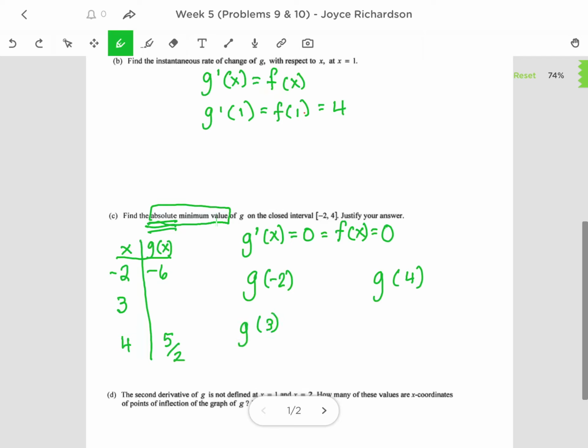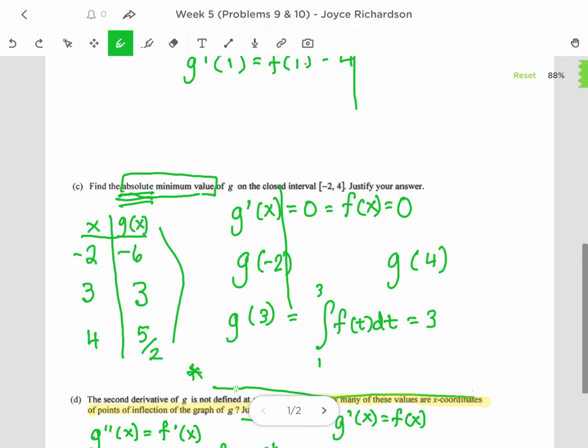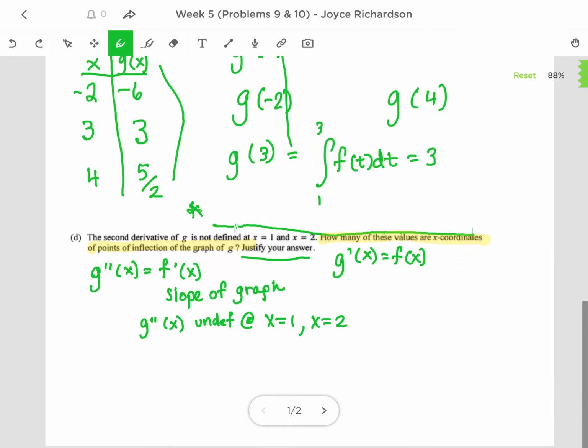So the first thing I would do is note that g double prime of x is undefined. We know that at x equals 1 and x equals 2. How do we know that? They told us that, but if we go back to this graph, 1 and 2 are like indentations or sharp corners, sharp points, whatever you want to call them. So the slope is undefined, but then I need to look at what happens before.